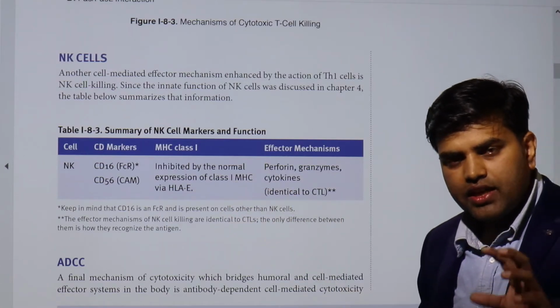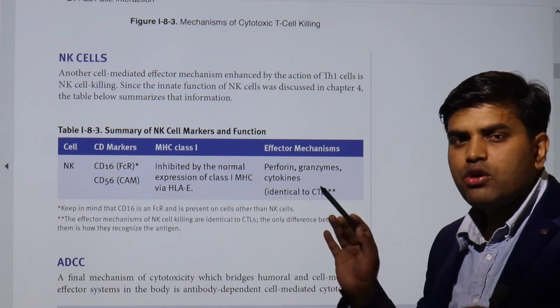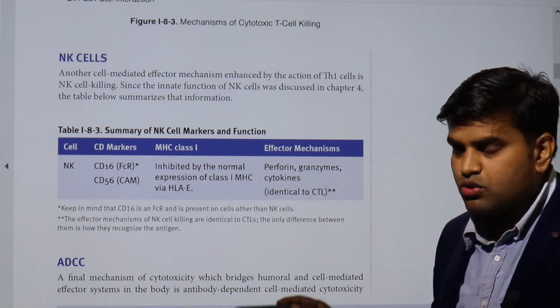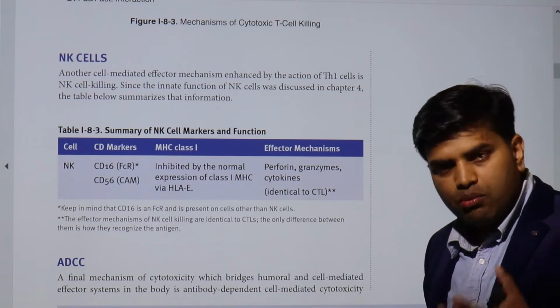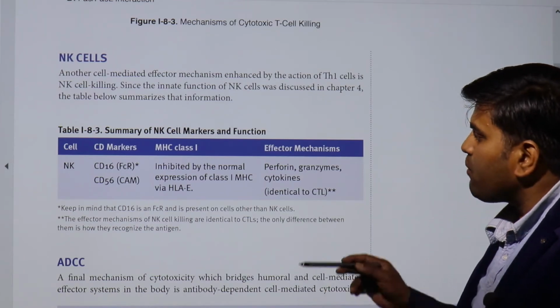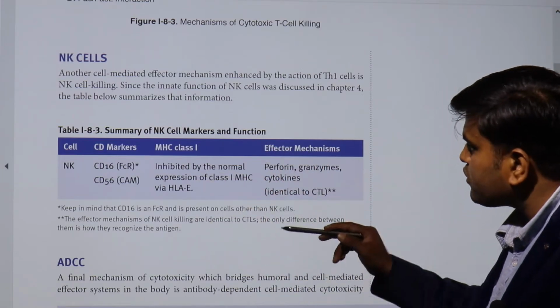So if the HLA-E is there, it means it is a cell that has normal MHC class 1, and that will not be killed by the NK cell. If there is abnormal MHC class 1, if the MHC class 1 is down regulated, then what will happen? The NK cell will go and kill there. The killing mechanism will be the same.